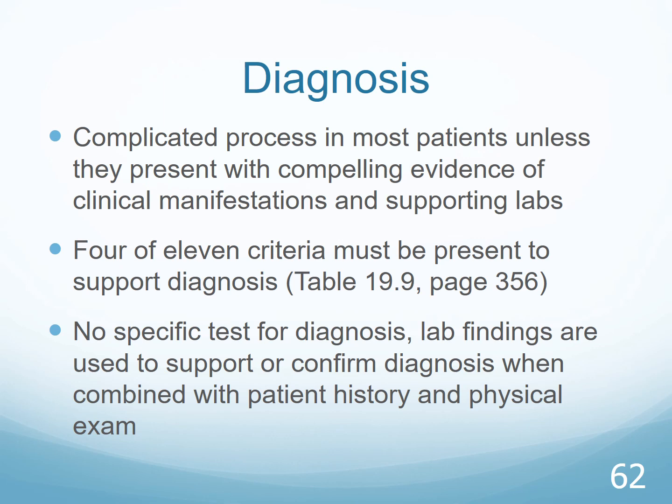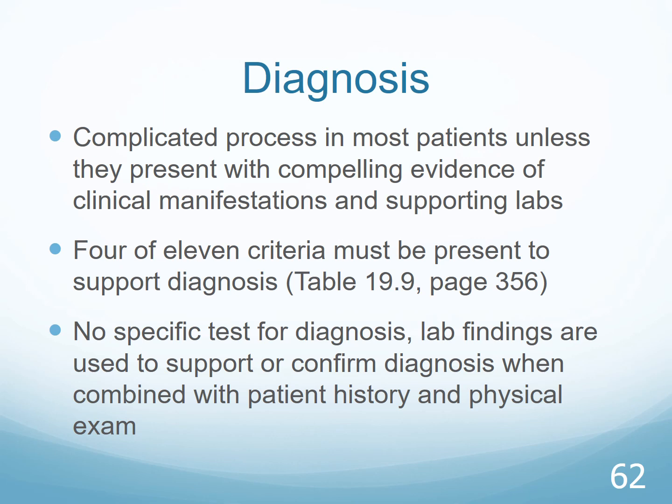So, diagnosis is a complicated process in most patients unless they present with compelling evidence of clinical manifestations and then supporting labs. And one of the other things that will contribute to diagnosis is if there is a family member that also has lupus. 4 of 11 criteria must be present to support the diagnosis. There is a table in your book in chapter 19. Please refer to that table. Now that table is in my book, the old book. If you have the new book, then you're going to have to find the table on your own. I'm very sorry. But in my book, it is on page 356.